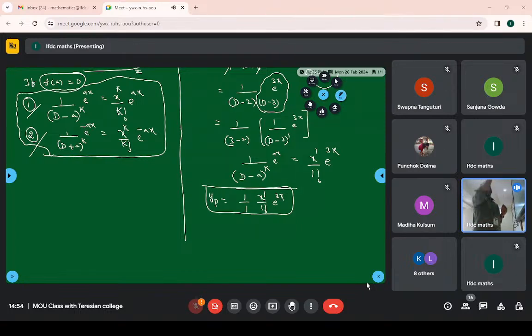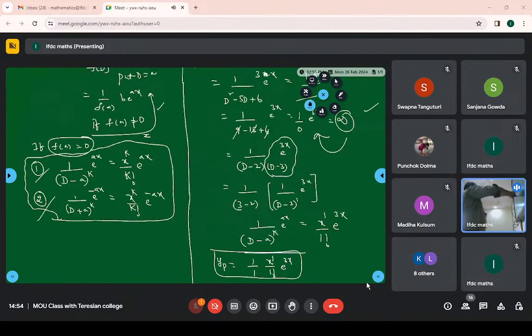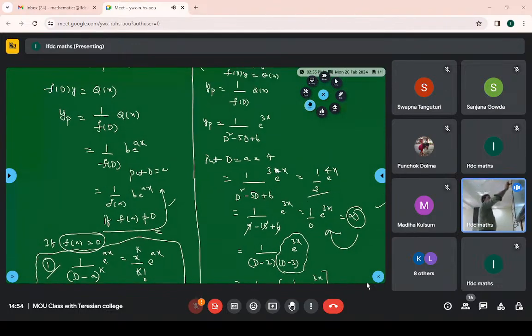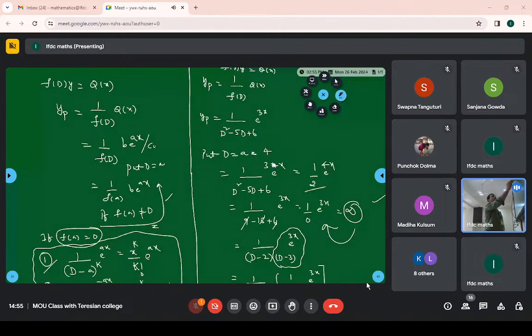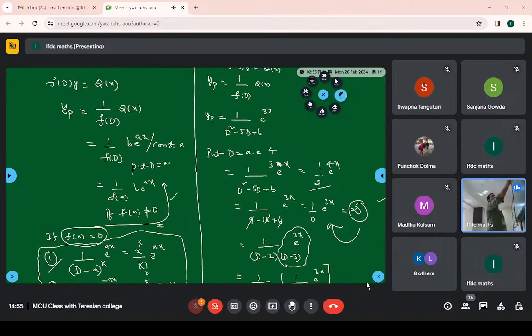Once again, I'll go back and show you the formula I told you here. First of all, this is the standard form: yp equal to 1 by f of d into q of x. So the q function must be in terms of exponential e power ax, a constant into something. My question is, what if the right hand side is given as a constant? Not e power x, they have given only a constant term. Then what is the procedure? In the same question, e to the power of 0x. Exactly, very good. If I substitute e power 0x, we also get the same procedure. That is the way to apply these two methods.